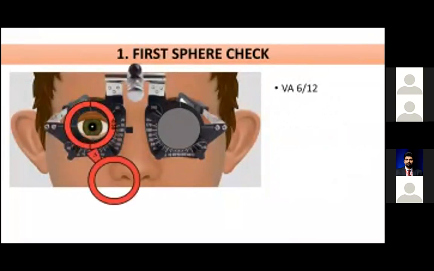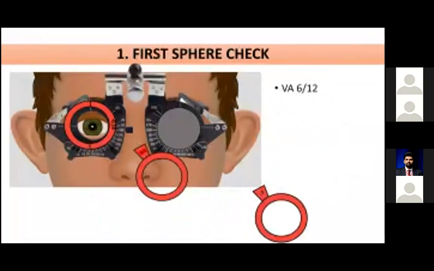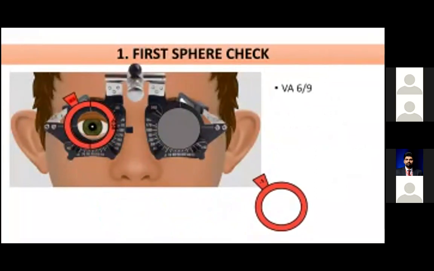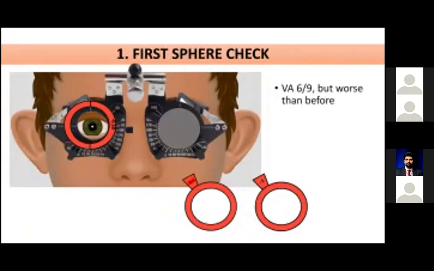So I'll remove this -1 diopter sphere and put in a -0.5 diopter, and I ask the patient if it's better. And yes, it is better. The visual acuity has improved to 6/9. I'll go ahead further. I'll remove the -0.5 and leave the patient without a sphere, and I'll ask if now it is still better. But the patient says, no, it's worse than before. Still the visual acuity was 6/9.